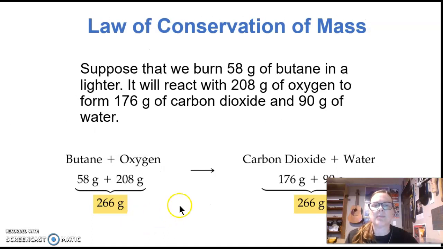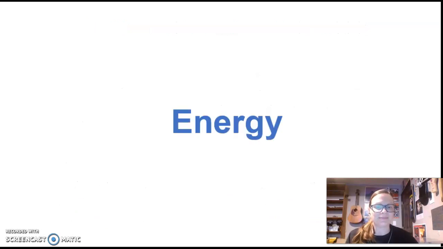So here's just an example. Let's say you have in your reaction 58 grams of butane plus 208 grams of oxygen. If you add those up, that's a total of 266 grams. You put those in a chemical reaction and you create carbon dioxide and water, and notice you still have 266 grams. That there is the law of conservation of mass. Whatever you have on the left side after the reaction, you will have on the right side, okay? And that's going to be consistent.